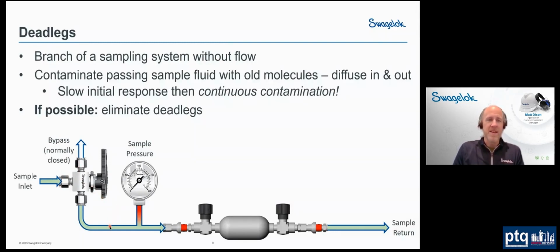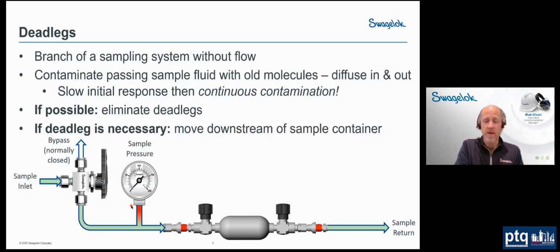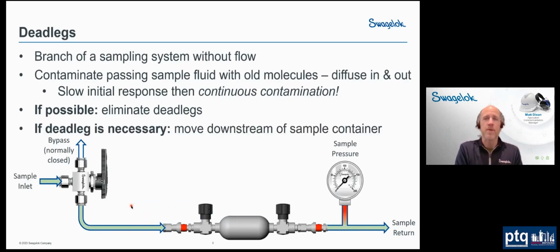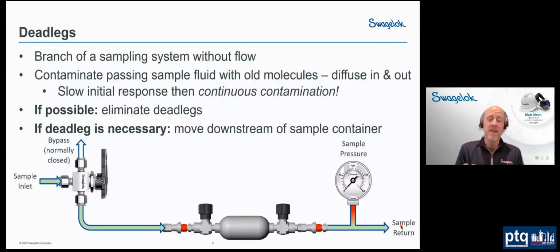Now, if we can't eliminate it, so say we have to know what the sample pressure is, how do we manage that? Well, we can manage that by actually moving the dead leg downstream of the sample cylinder. So in this case, the sample pressure upstream is more or less the same as what the sample pressure is downstream. So we can move that pressure gauge downstream, and now we've eliminated that dead leg upstream of our cylinder. Yes, you still have molecules diffusing in and out, but now they're being carried away from your sample container, not into it. So this is definitely a much better approach.